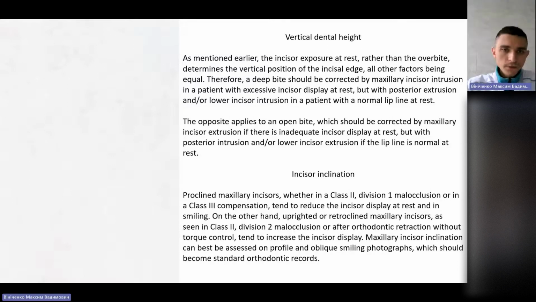Proclined maxillary incisors, whether in a class 2 division 1 malocclusion or in class 3 compensation, tend to reduce the incisor display at rest and in smile. On the other hand, upright retroclined maxillary incisors, as seen in class 2 division 2 malocclusion or after orthodontic retraction without jaw control, tend to increase the incisor display. Maxillary incisor inclination can best be assessed on profile and oblique smiling photographs, which should become standard in orthodontic and prosthetic records.